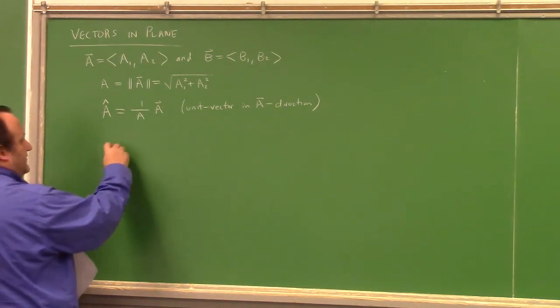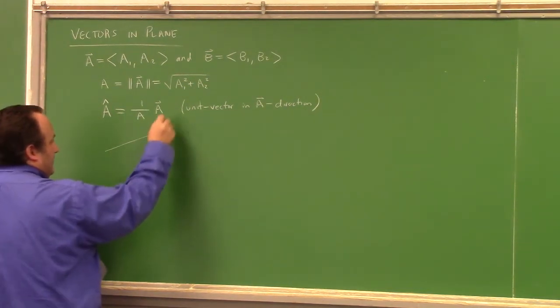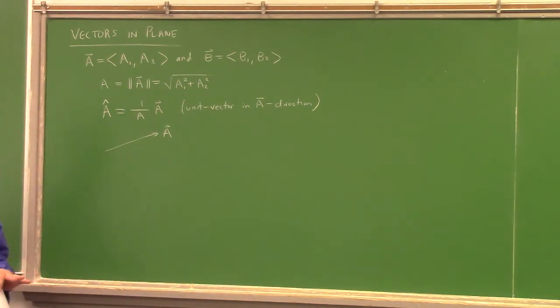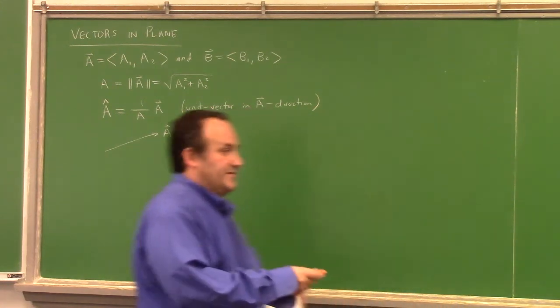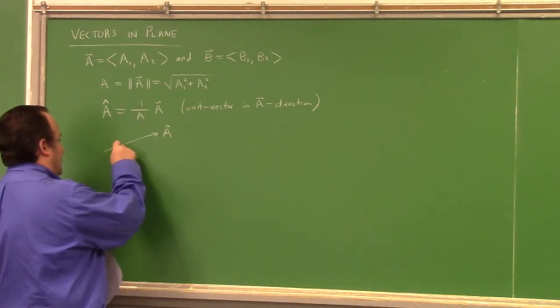And here's a picture of what's going on. If this is A, and maybe A has length 5, A hat, you could picture it like this.